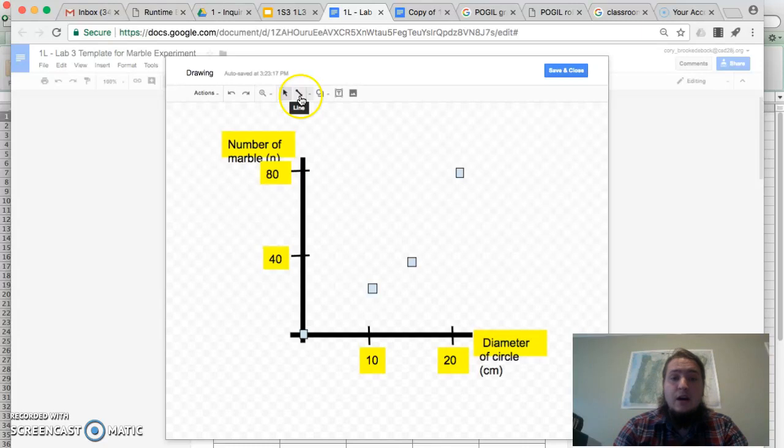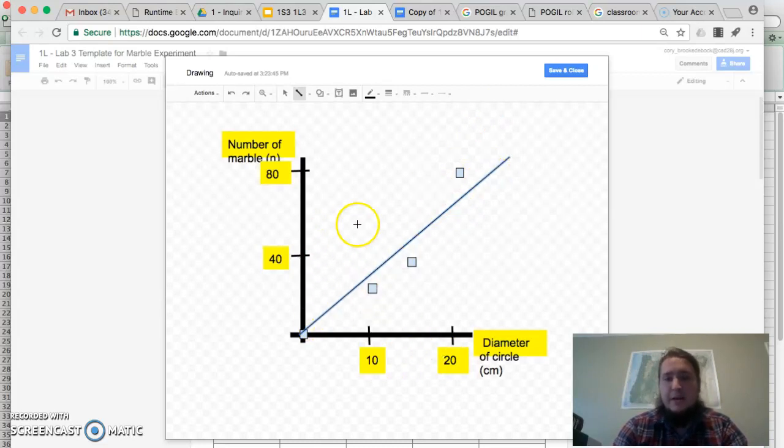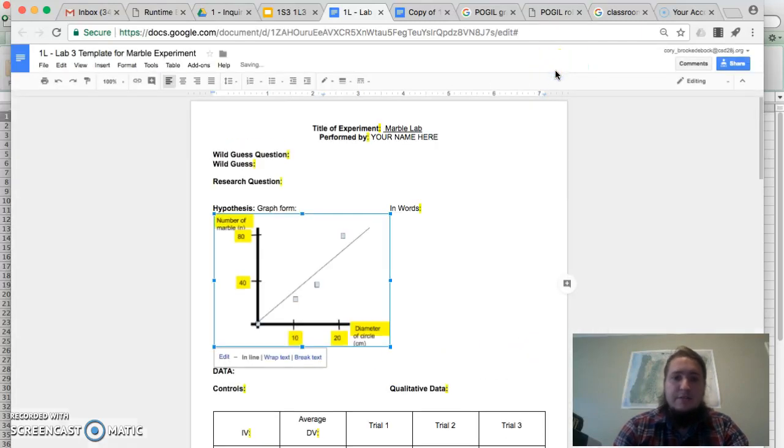Now I'm going to make a trend line here and make a prediction of the pattern. It seems to me that as I increase the diameter of the circle, the number of marbles should increase. So now I'm going to add a trend line here. And keep in mind, my trend line is going to try to fit through all of the data points as closely as possible. This is about as good as I can get for my hypothesis. So generally, my trend is in this direction. It looks like it's going to be a proportional pattern, is what I predict. The bigger the circle, the more marbles fit in it. Alright, once I'm happy with that, save and close, and you can see right here, it's saved it.